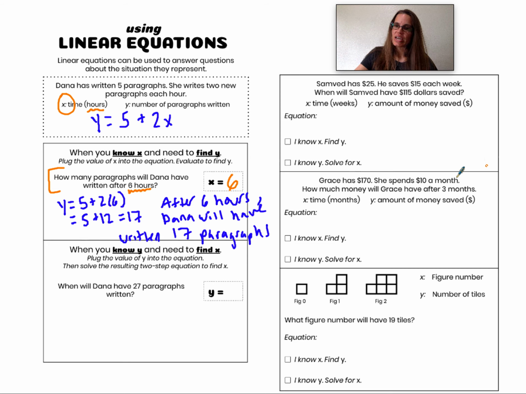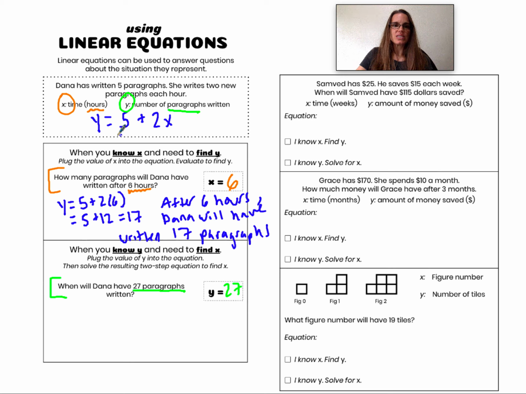Okay, second type of question I could be asked. When will Dana have 27 paragraphs written? So here the information I'm given is 27 paragraphs. And so I look at my unit and think, am I given x hours or y number of paragraphs? Hopefully you see that what you're given is y. Y is 27. When you're given y, you plug the value of y into the equation and then solve the equation to find x. Let's do that.